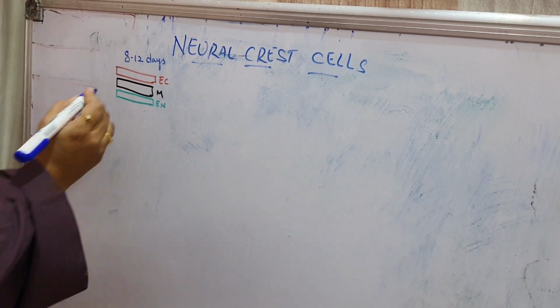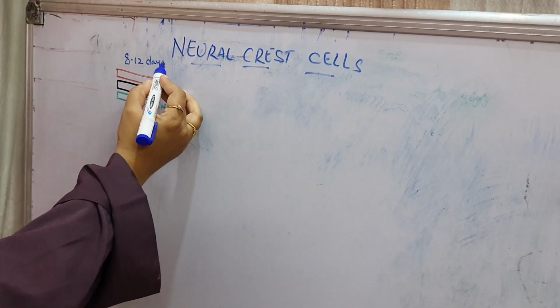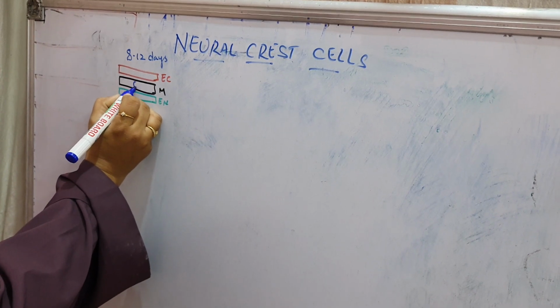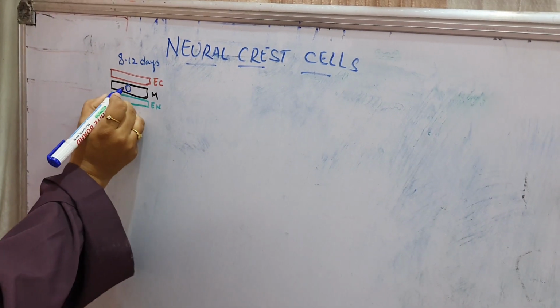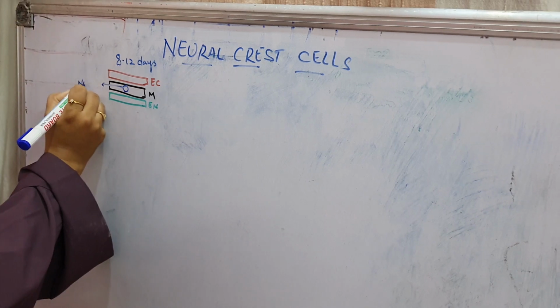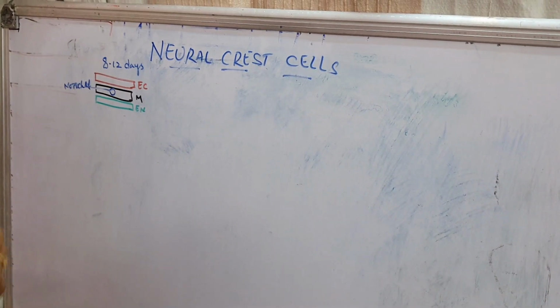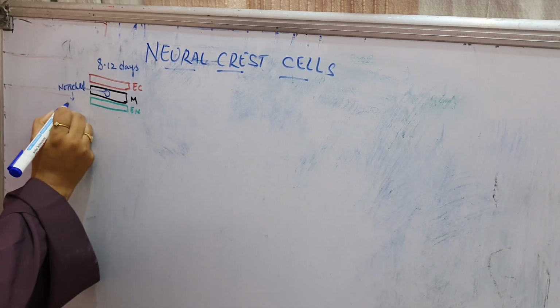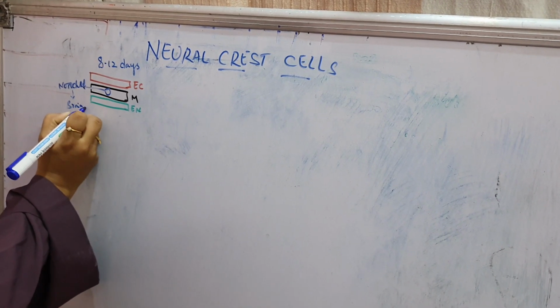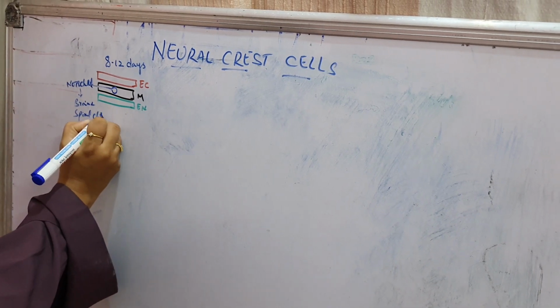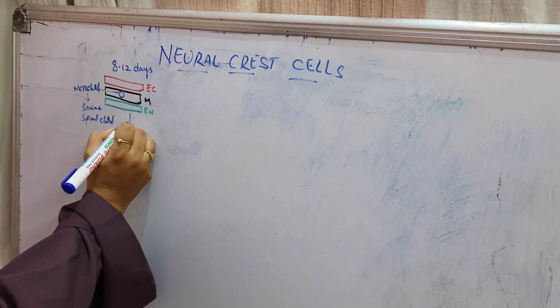What happens in the mesoderm when the embryo is 8 to 12 days of age is the formation of an important structure. This structure is called the notochord, from which the most important structures of the brain and spinal cord are formed. Now, what is the importance of this notochord?